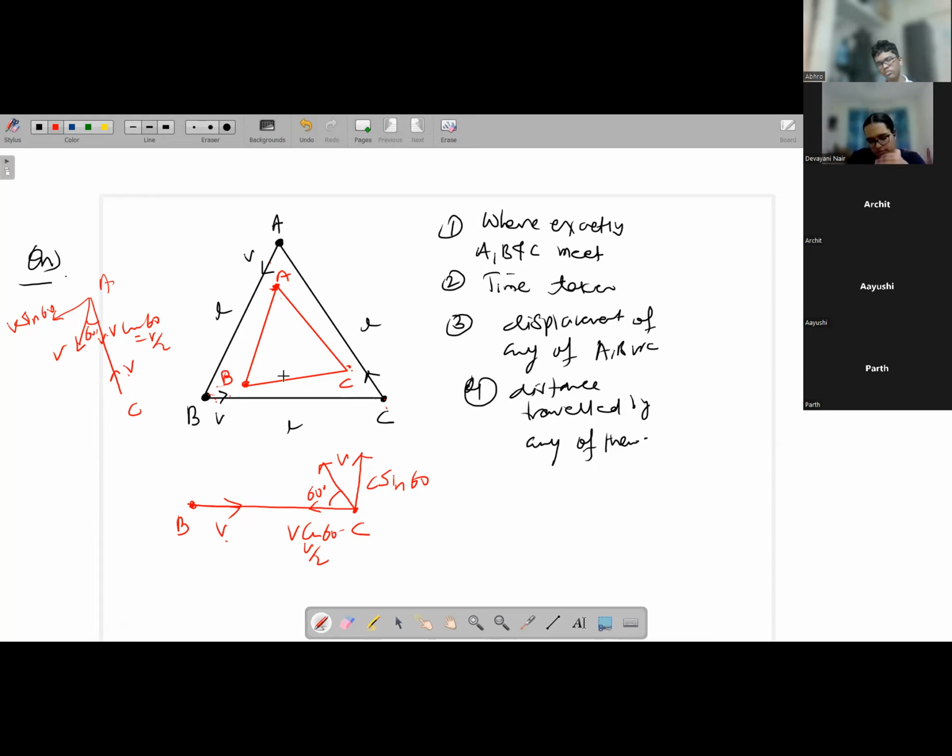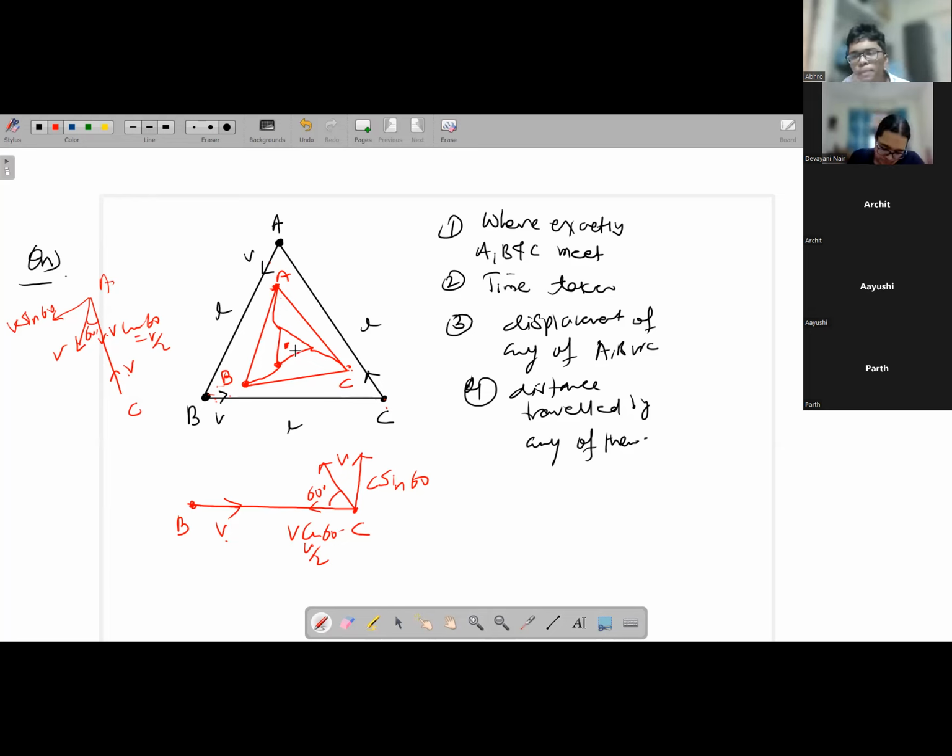So after some time, they will come over here. Again, they will start. B will come here, C will come here, and A will come here. Again, they will make another equilateral triangle. And like that, they will keep on traveling and meet at some point. And the most symmetrical point of this triangle would be the centroid. So they will meet at the centroid. Understood? They will meet at the centroid.